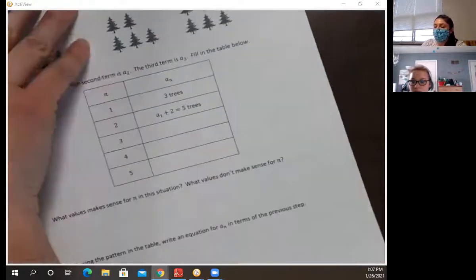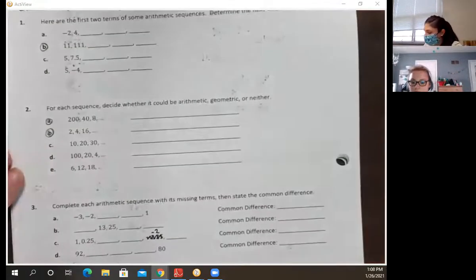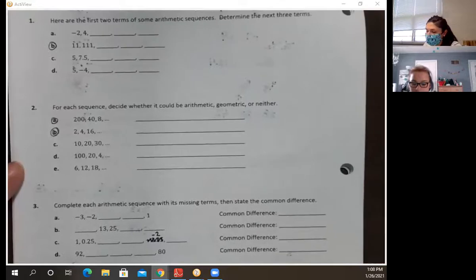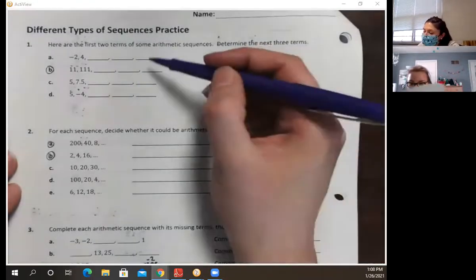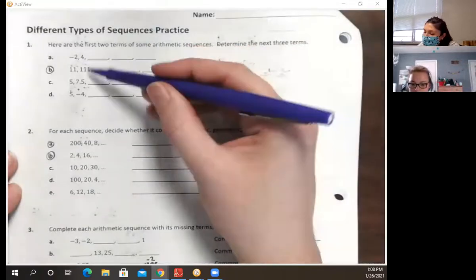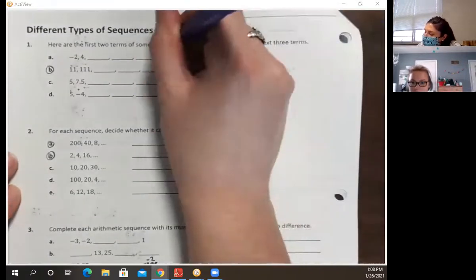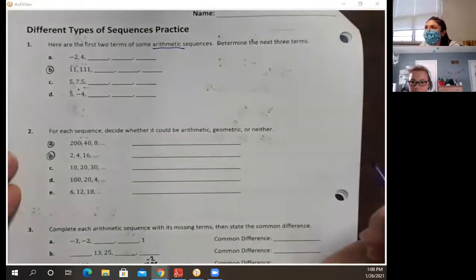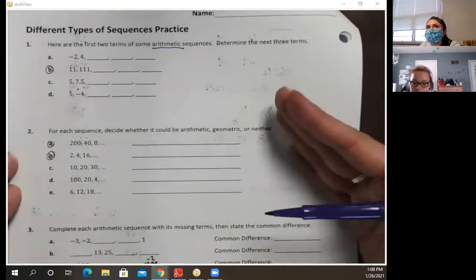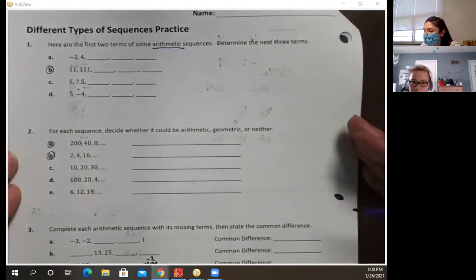Okay, we're going to take a look at a few more practice problems together. So if you would, for me, please turn to page 8. For number 1, we have the first 2 terms of several different arithmetic sequences. Okay, so we know these are all arithmetic sequences. That means I'm adding or subtracting the same number each time to get the next term.